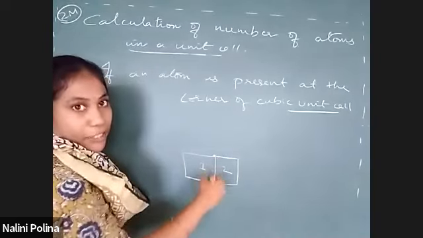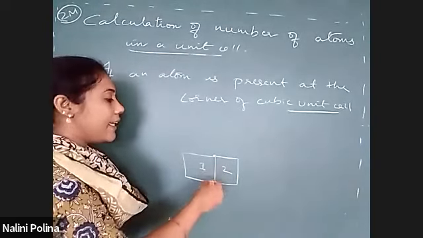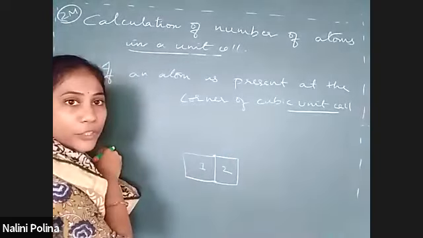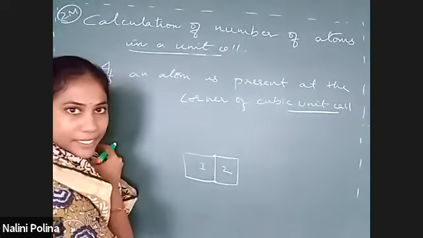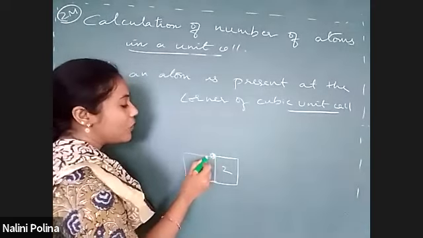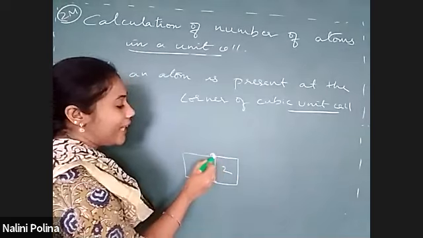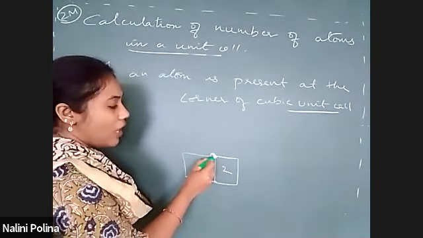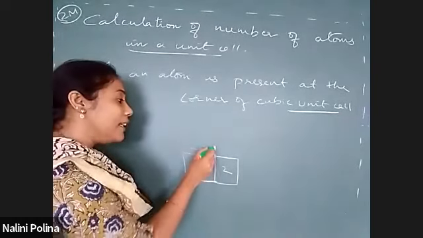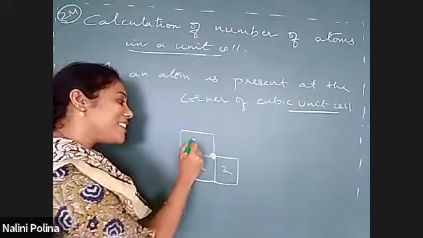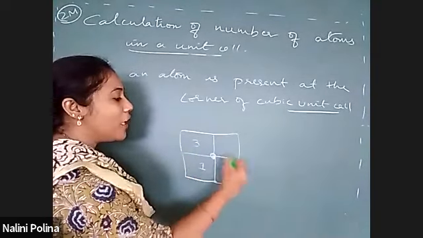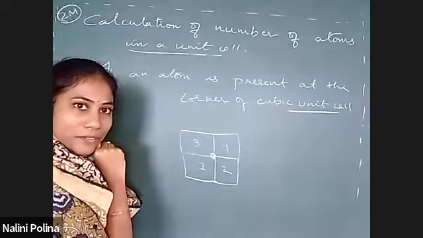You all know in a cubic unit cell, it may be simple, body centered, or face centered, we have atoms at the corner. So I will concentrate on this corner atom. This corner is common for both unit cells, and this corner will be common for this unit cell also. And this corner is common for both unit cells also, right?